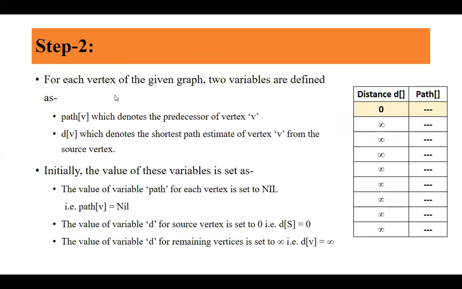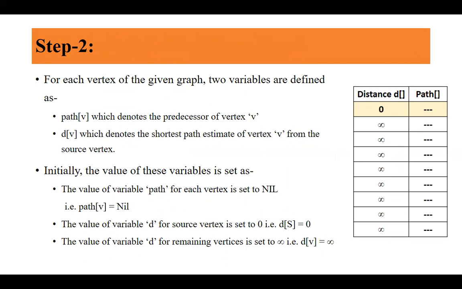Now, what is step 2? For each vertex of the given graph, two variables are defined: path and distance. So what does path give? Path gives you the predecessor vertex of vertex V.